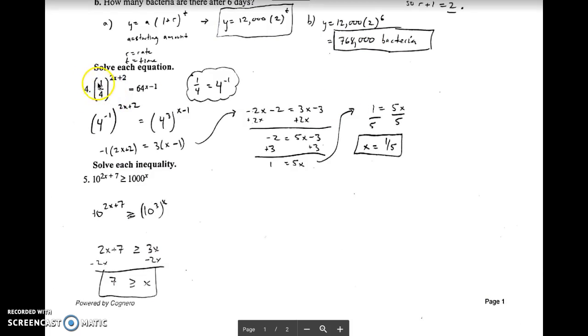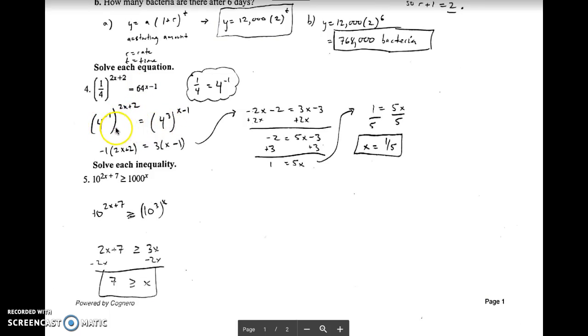Question 4, we have to solve an exponential equation. To do this, again, you're trying to get the two sides to have the same base. They first give us 1 over 4, and I don't really like fractions, so I'm going to go back and call this 4 to the negative 1 power. Anytime you have a negative power, it just flips it down to the denominator. And 64 is 4 to the 3rd power, so I change that.